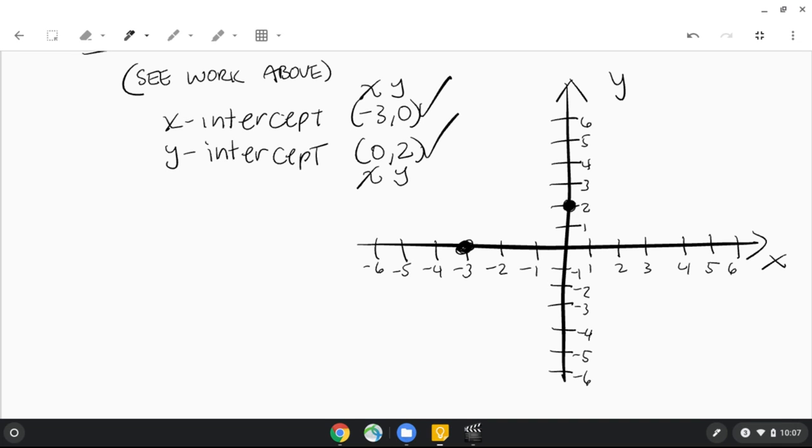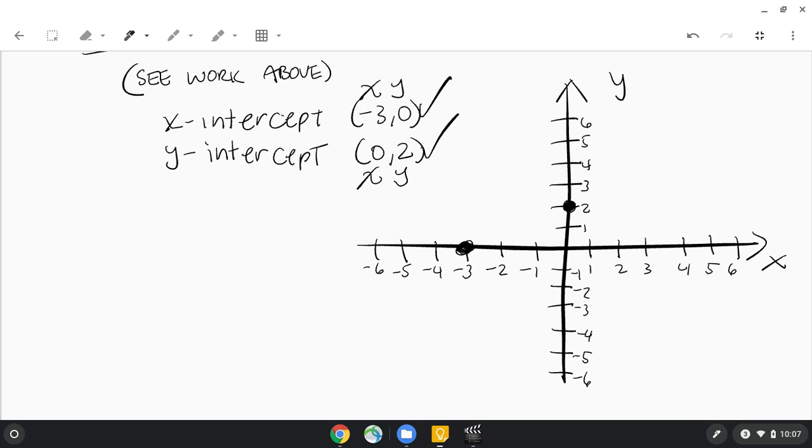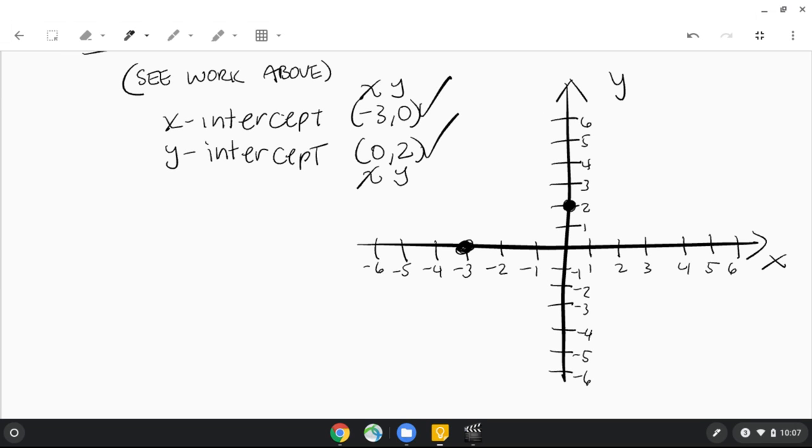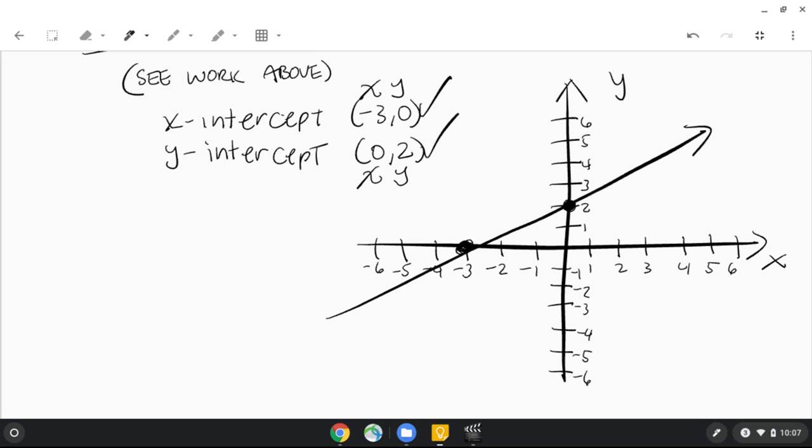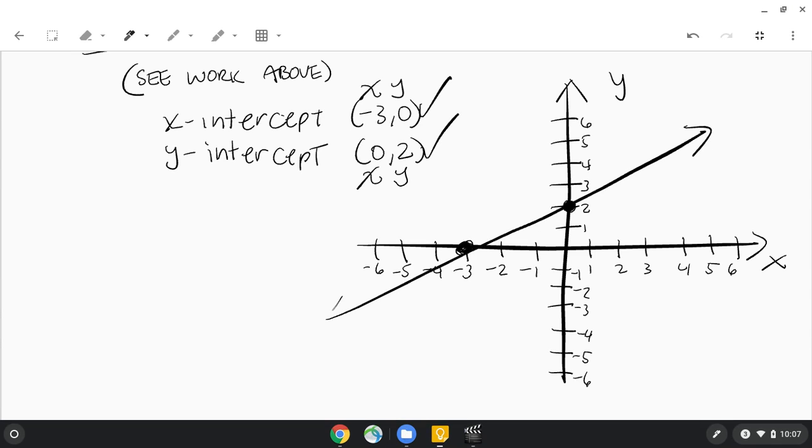And you can see our 2 points are on the axes. One is on the x-axis, one is on the y-axis. Those are called the intercepts. And there's your graph.